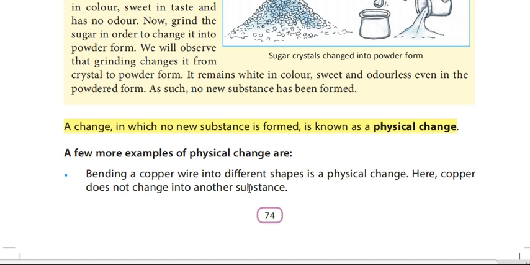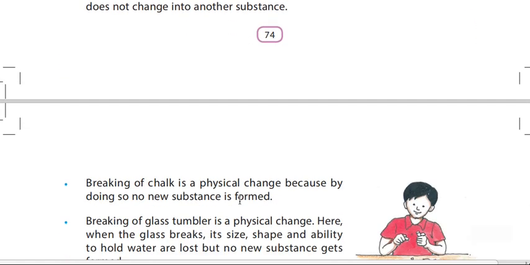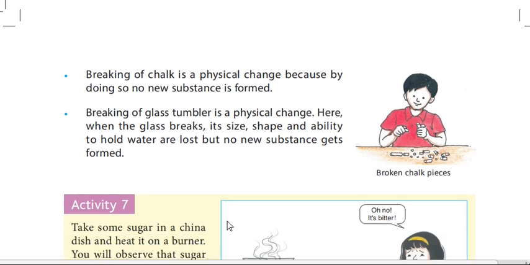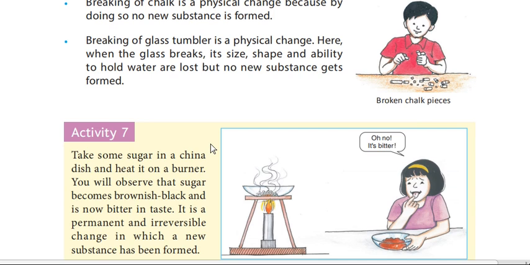And see some more examples. Breaking of chalk is a physical change because by doing so, no new substance is formed. If we break chalk, it changes into different pieces, but nothing new is formed here. So it is a physical change. Breaking of a glass tumbler: if we break a glass tumbler, it will break into different pieces, but still it remains glass. It will not change into another material, so it is a physical change. Now we'll talk about chemical changes.